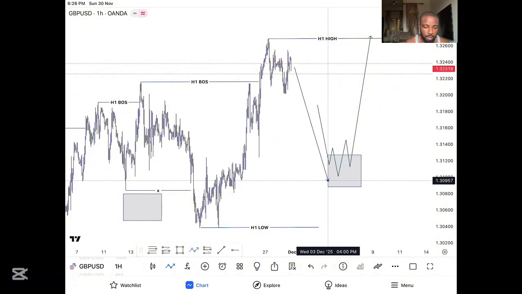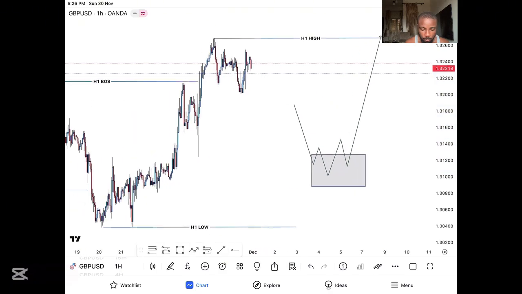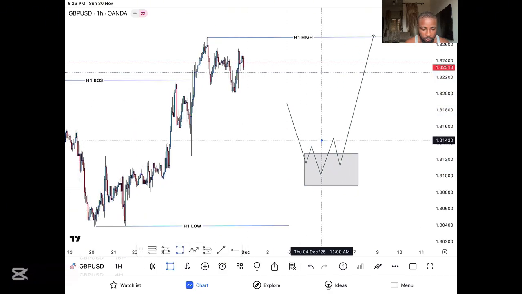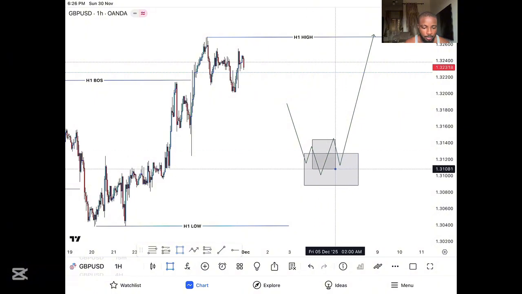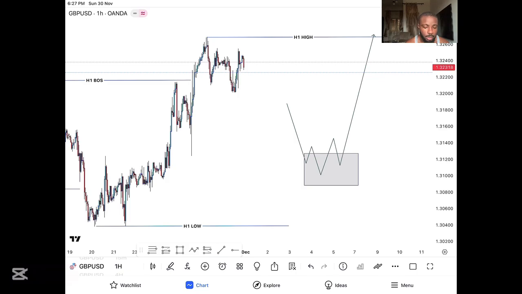Then once it gets to this area, this box or below, I'll look for a market structure shift, which is basically this pattern here. I'll just look for this kind of pattern. Once I see this pattern, that is my strike point, my strike period.